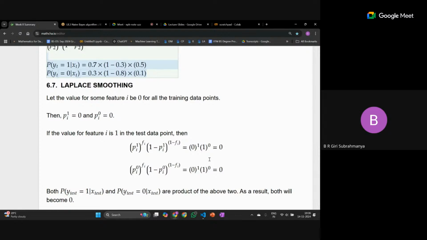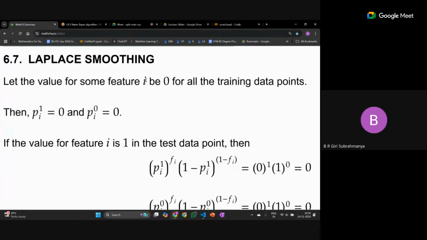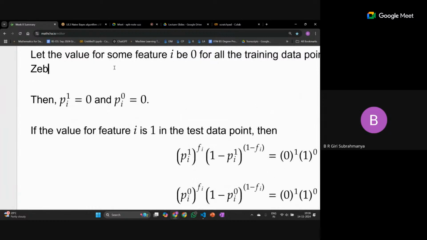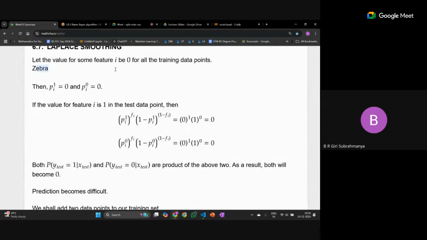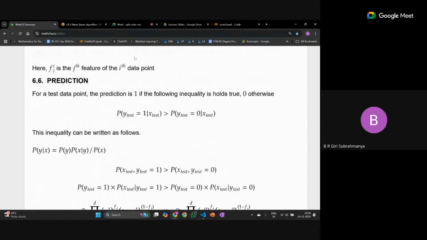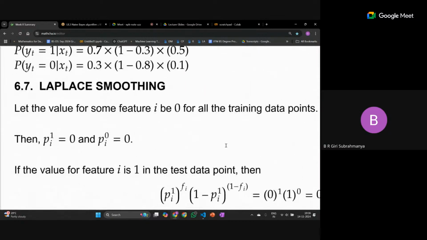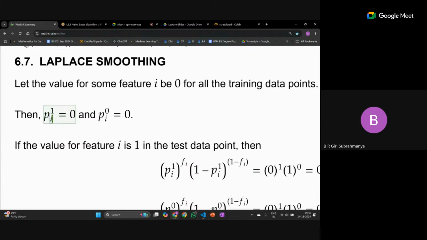What happens is, sometimes, let's say for some word, for example the last word, zebra, there's no email in the training data with the word zebra. Then this fraction will become 0. This i is for the ith feature, but for the last feature, for the word zebra, this will be 0. So these two things are 0.